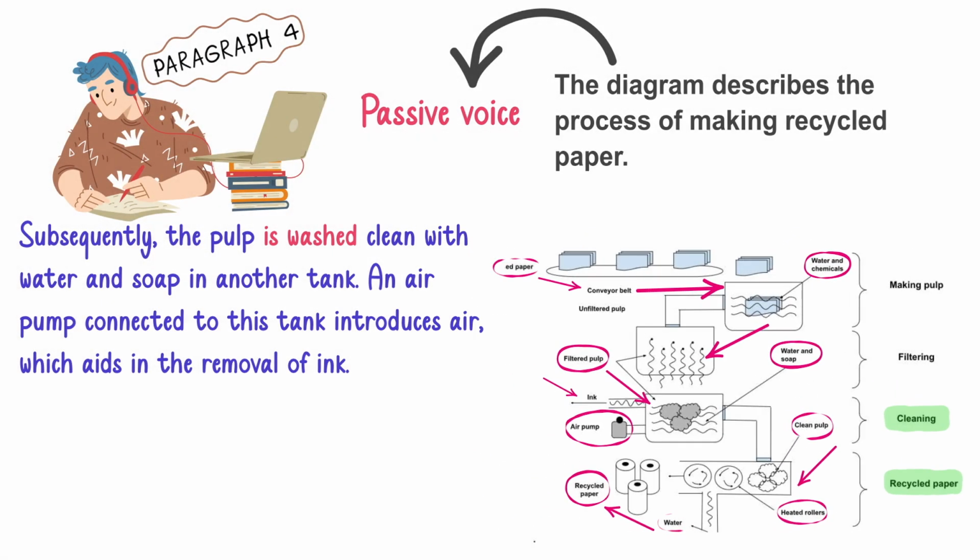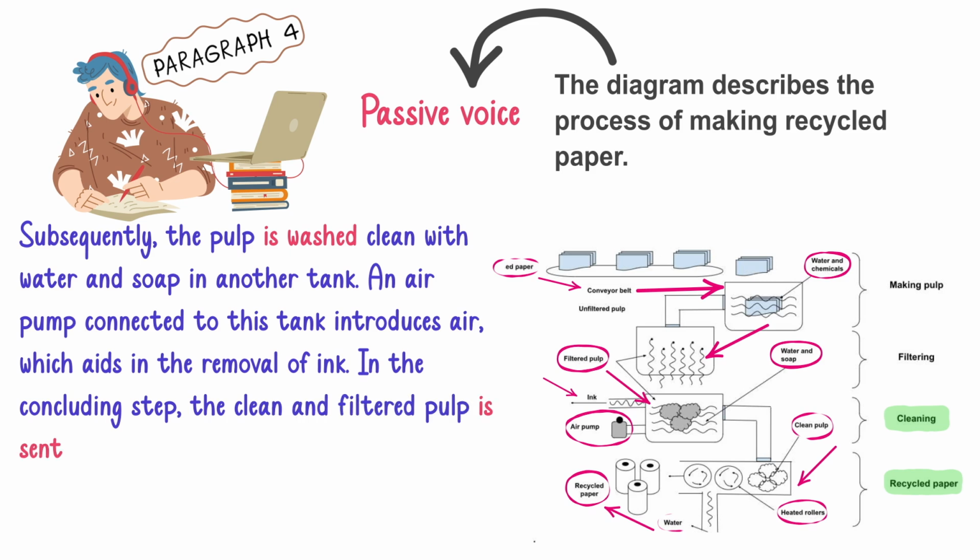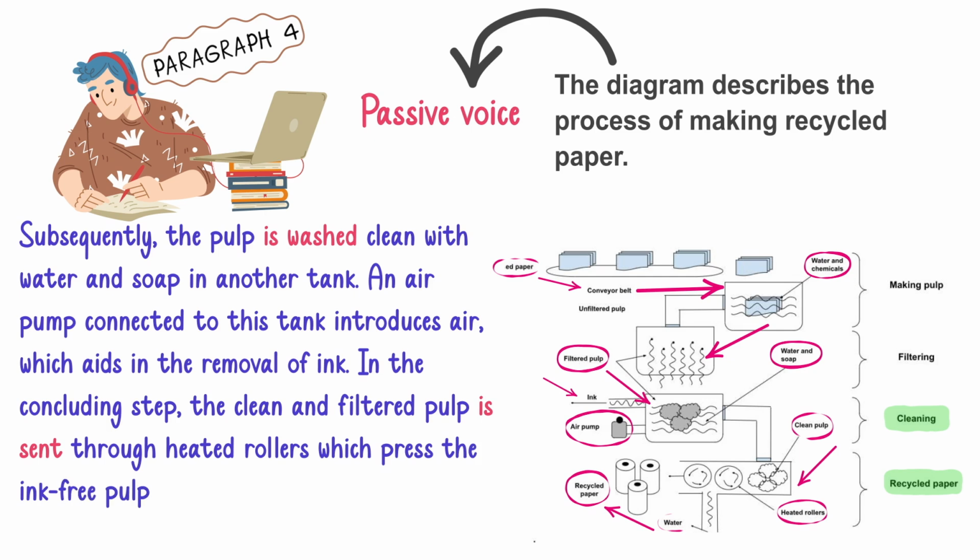Now, what happens at the last stage? We can say in the concluding step, all right, or in the last stage. It's not different. In the concluding step, the clean and filtered pulp is sent through heated rollers. You can see in the photo here, in the picture here, heated rollers sent through, another passive voice here, sent through heated rollers, which press the ink-free pulp.